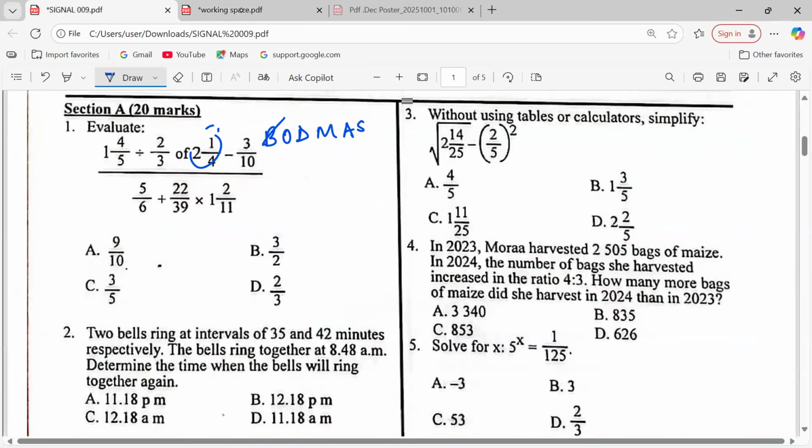Now we get back to our question. The most suitable or the correct answer here is 3 over 5, C. But remember, you'll be provided with a separate answer sheet whereby you are supposed to shade the correct answer. So here, I'm just identifying the right answer.